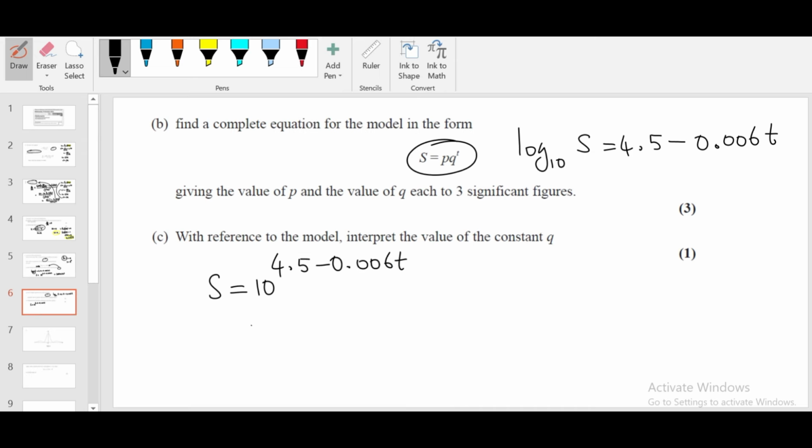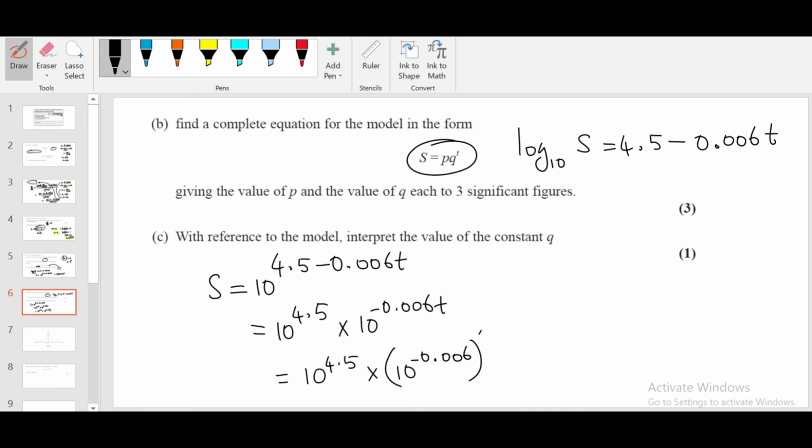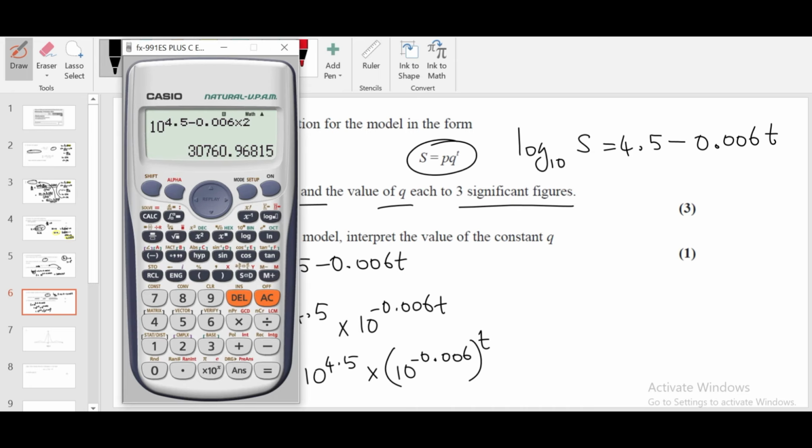And then split it, you will get 10 to the power 4.5 times 10 to the power minus 0.006 t. We need p times q to the power t, so you can write it as 10 to the power 4.5 times 10 to the power minus 0.006 to the power t. Does it look like p times q to the power t? But they want the p and q to 3 significant figures. So let's find p and q.